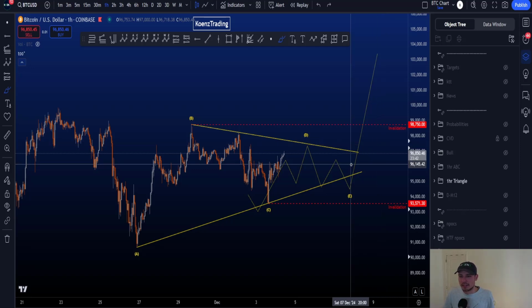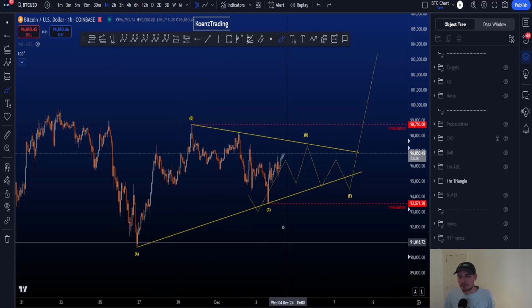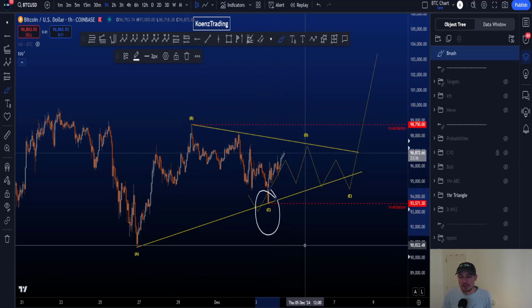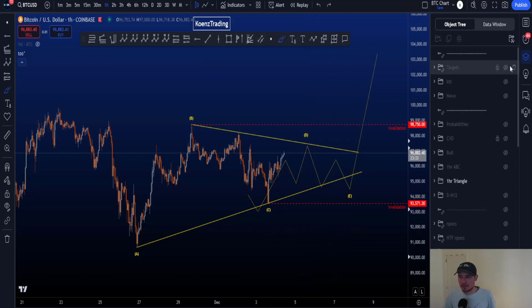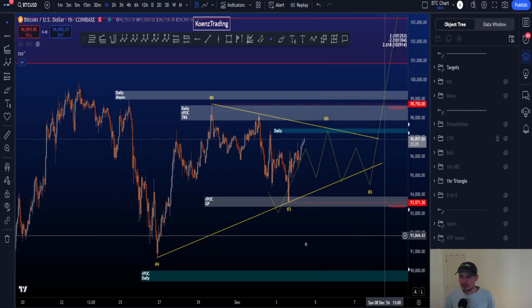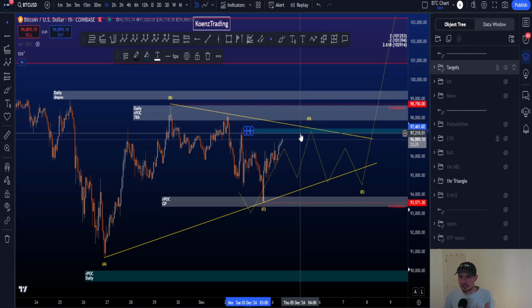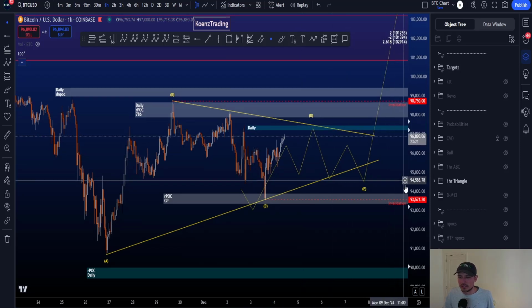Now the invalidation is price taking out the high of B at 98.7k or taking out the low of C at 93.5k. And what is quite interesting here is the resistance we have to the upside as a potential target for your D, which is the blue box here between 97.2 and 97.5k.